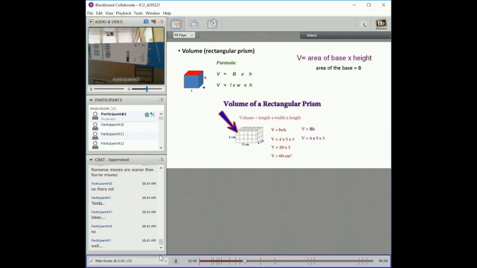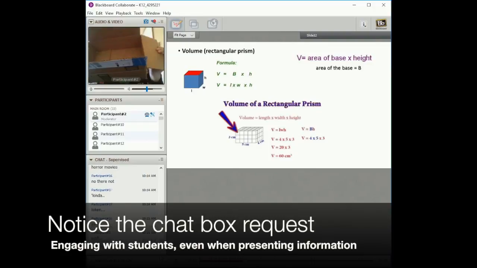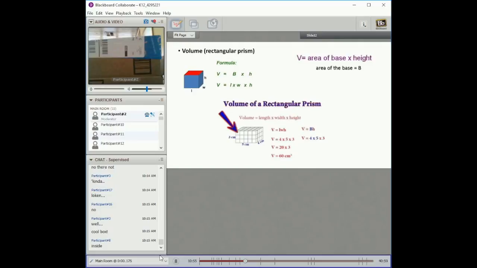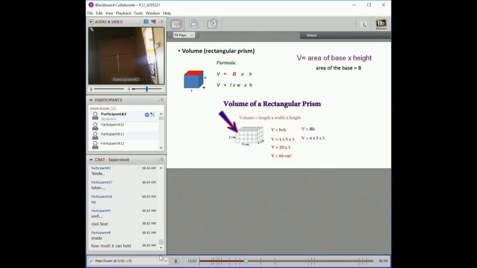So if surface area is the outside pieces, in the chat box, tell me, what is volume? What is volume of a rectangular prism? Okay, inside the box. Well, what goes inside our box? There we go, how much it can hold.